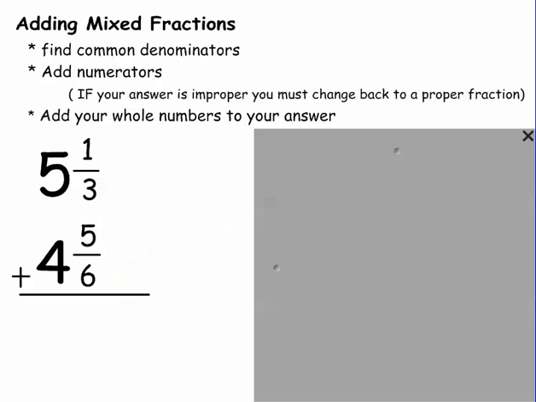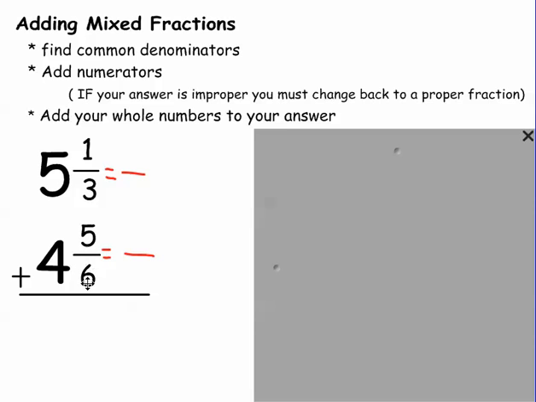So let's start with adding mixed fractions first. Again, the first thing you want to do is simply forget about these whole numbers. You're going to just look at the fractions to start with, and you're going to do the same thing we did before. You're going to find common denominators. First thing you should always do when adding and subtracting fractions is find common denominators.